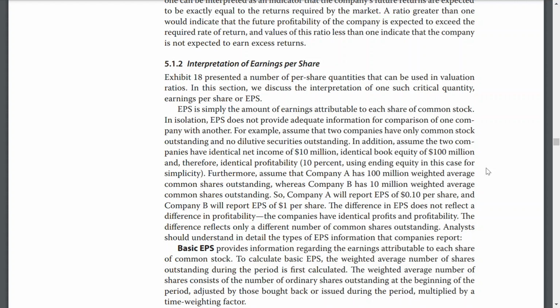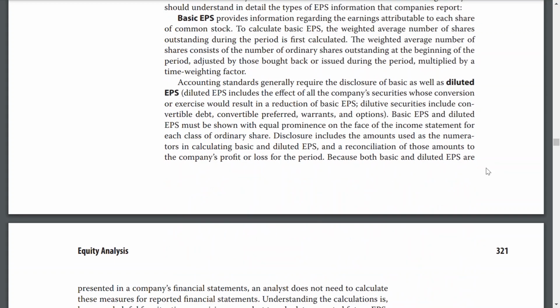10%, using ending quantities for simplicity. Furthermore, assume that company A has 100 million weighted average common shares outstanding, whereas company B has 10 million weighted average common shares. So this is quite straightforward, just EPS.